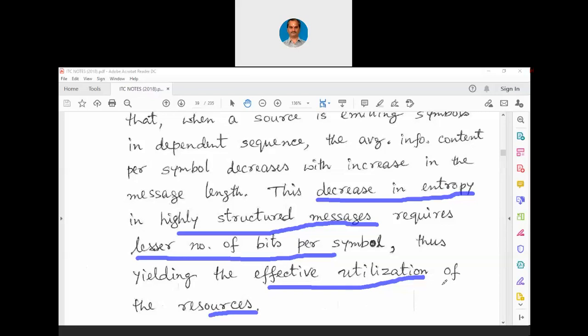The decrease in entropy in highly structured messages requires a lesser number of bits. When it requires a lesser number of bits, using the same channel, a larger number of subscribers can be given effective communication network. That is what it means. Decrease in entropy in highly structured messages requires a lesser number of bits per symbol, thus yielding effective utilization of the resources.